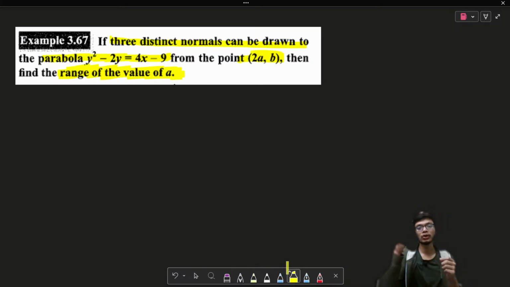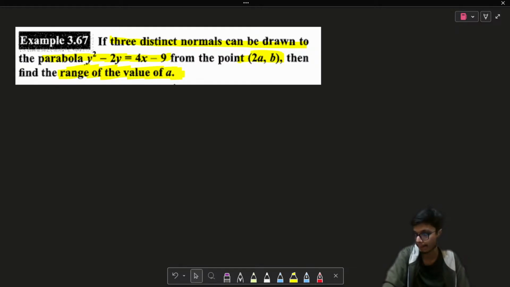When you draw normals from an exterior point, three normals can be drawn. That basically means it's a cubic equation for the slope of the normals. If that cubic equation has three distinct real roots, then you have to apply the concepts of theory of equations. Please try to solve this problem using that concept. Just give it a try, and if you're unable to solve it, we can definitely discuss it.